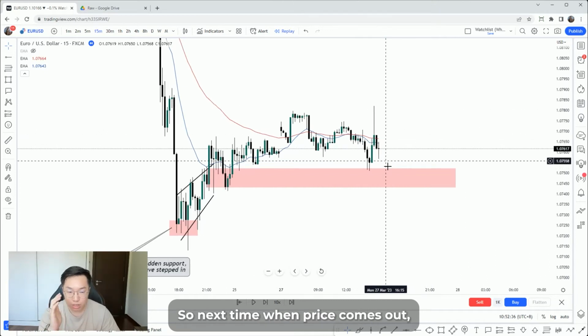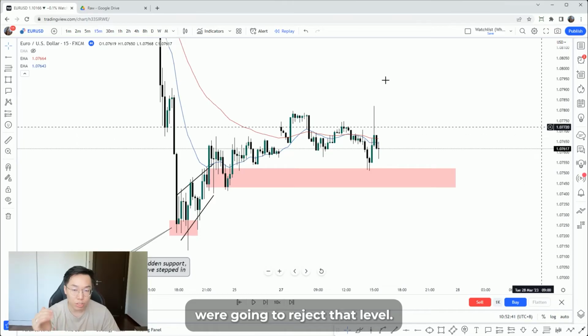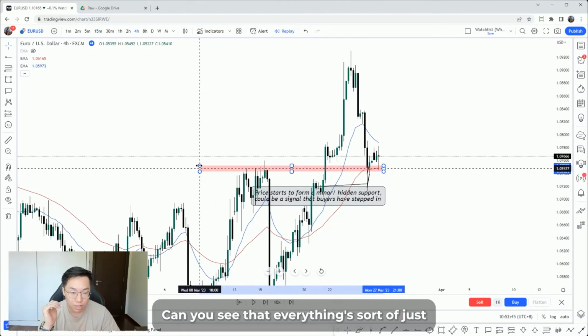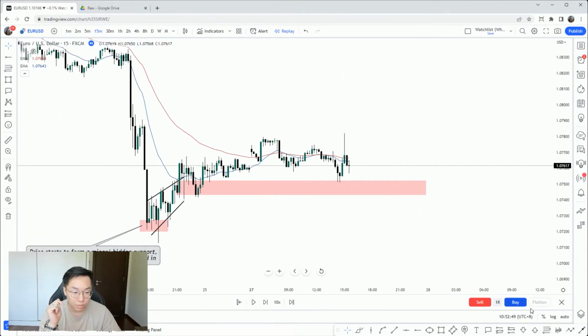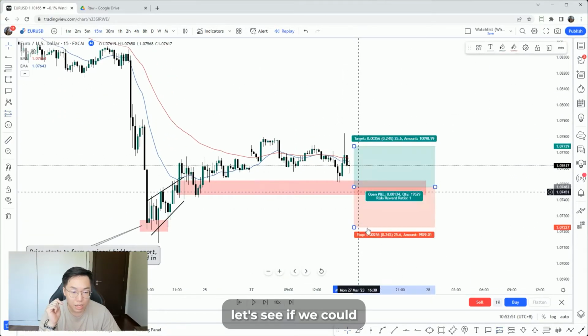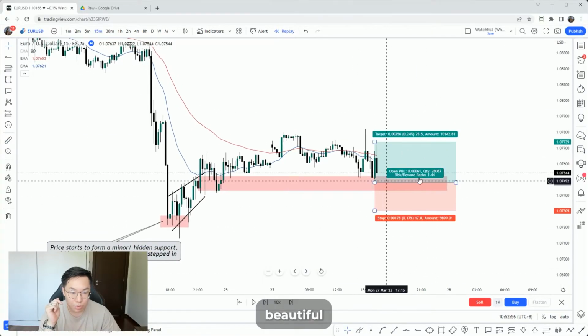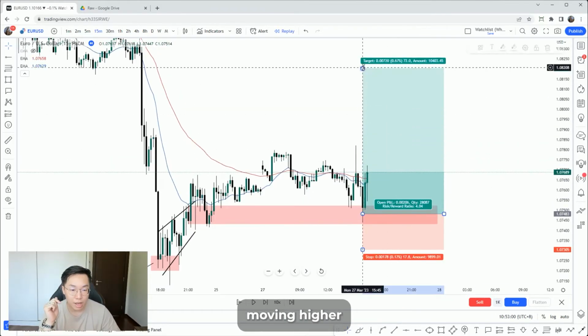So next time when price comes here, if it's able to hold above it, very high chance we're going to reject that level. Also, confluence with the high time frame structure. Can you see that? Everything sort of just aligns itself. So let's see if we could get a trigger onto this. Beautiful. So we actually got triggered and price starts moving higher.